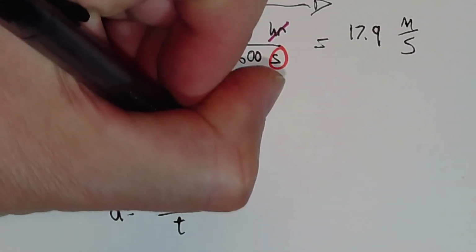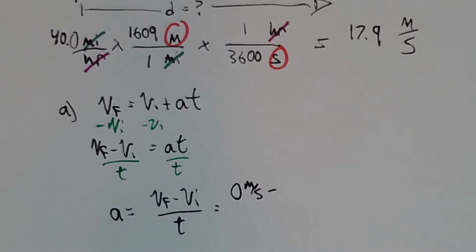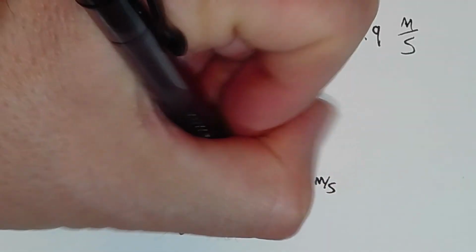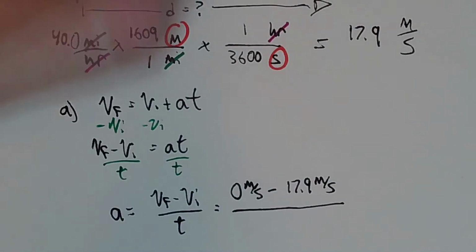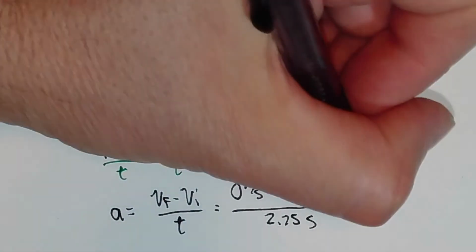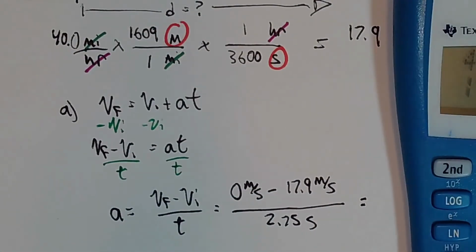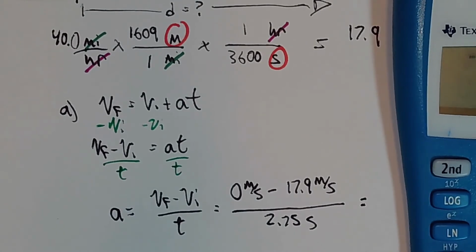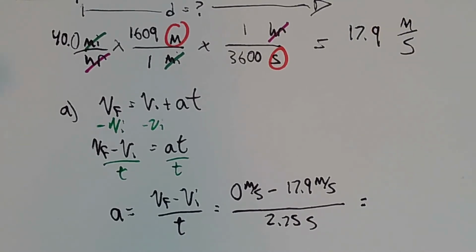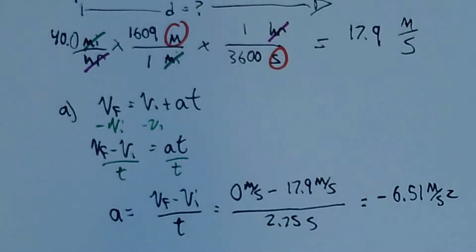So it's 0 meters per second minus 17.9 meters per second. Good thing we did that conversion when we did. Divided by 2.75 seconds. Okay, so we just take that, plug it in. So negative 17.9 divided by 2.75, and that's negative 6.51 meters per second squared.